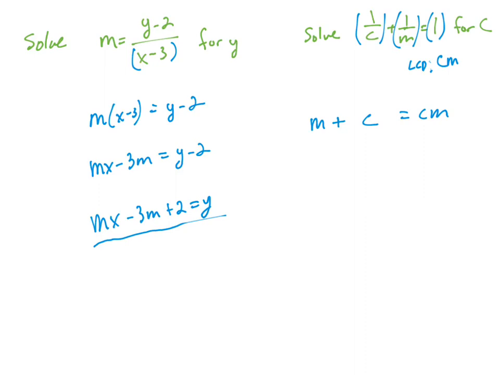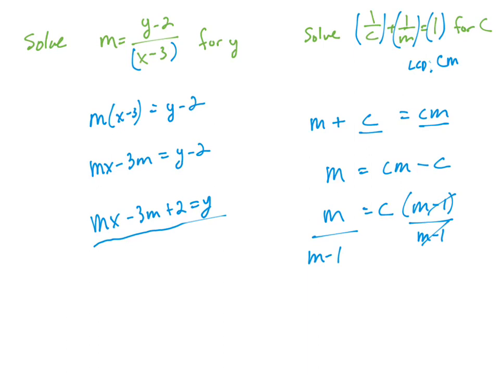Okay? So when we want to solve for c, and it appears in 2 terms, we want to collect those terms on the same side of the equation. Then we're going to factor it out. By factoring out, that allows us to divide to isolate c. So c is equal to m over m minus 1.